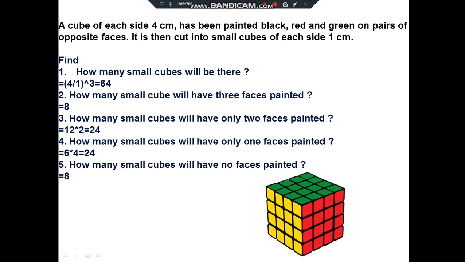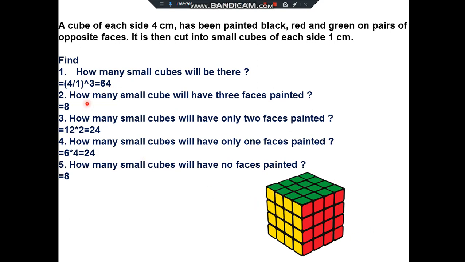Okay, we'll discuss it. Now see, a cube of each side 4 centimeter has been painted black, red and green on pairs of opposite faces. It is then cut into smaller cubes of each 1 centimeter. First question: how many small cubes will there be? Previously we have seen, use that. So 4 by 1, the whole cube, 4 cube, which is 64. So totally 64 small cubes will be formed when it is cut.